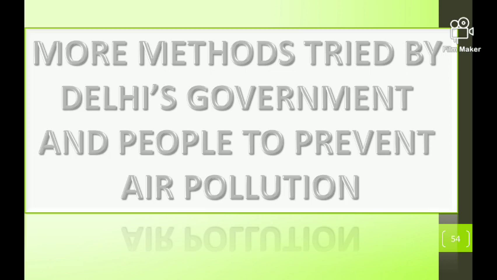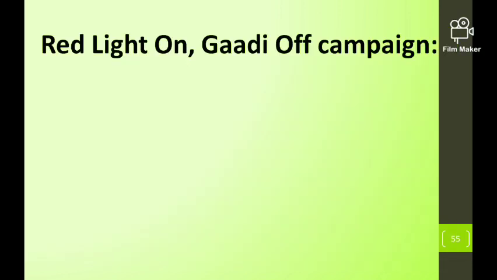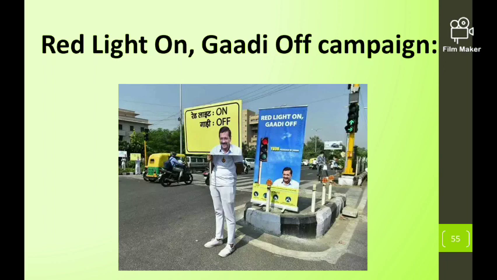Now let us see some more methods tried by the Delhi government and the people to prevent air pollution. The first is the red light on, gaadi off campaign. A volunteer holds up placards requesting commuters to participate in the campaign launched by the Delhi government to tackle air pollution effectively.